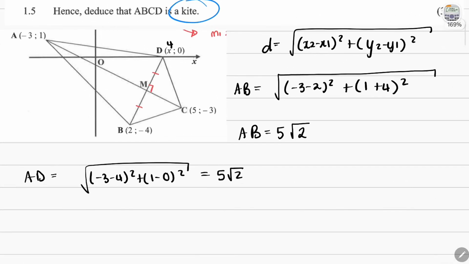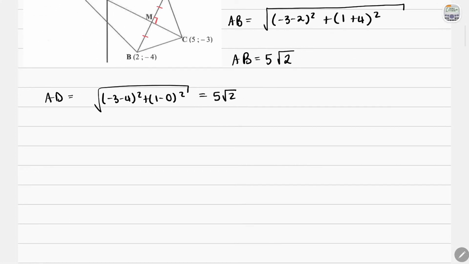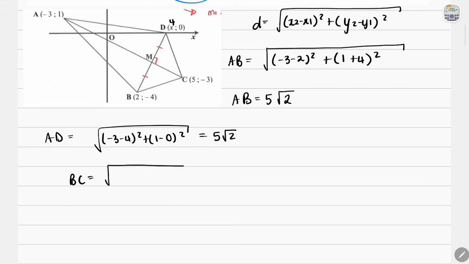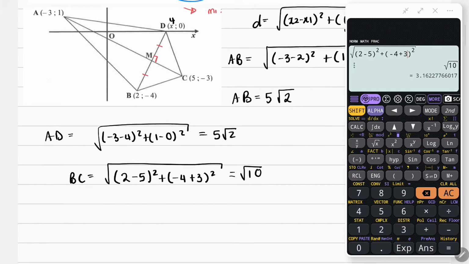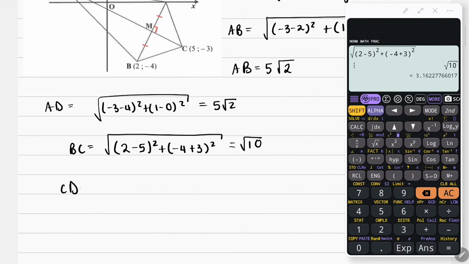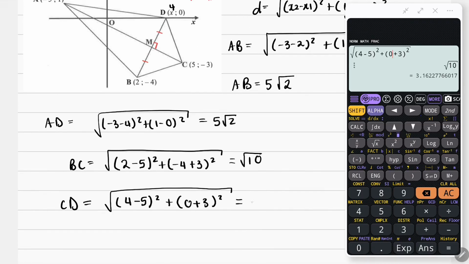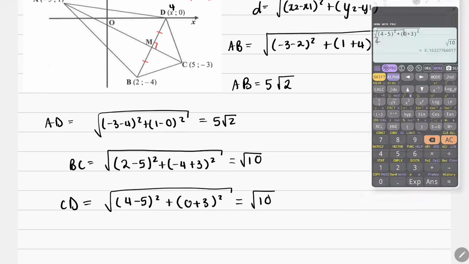So we also need to find BC and CD. It's just finding the distance. So BC is equal to, and then we'll substitute. And that is equal to the square root of 10. So root 10. And then we can find CD. So CD is equal to, which is also equal to the square root of 10.